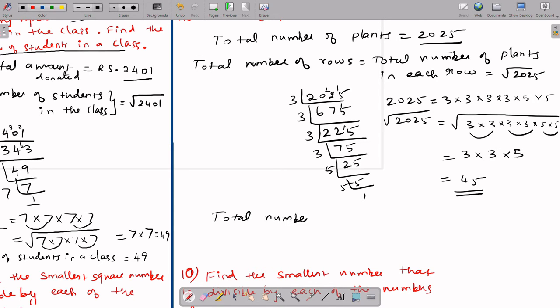Okay, so that is the answer. Total number of rows and plants, that is what we have to find, isn't it? So that is 45.